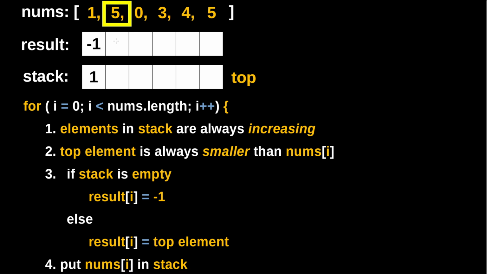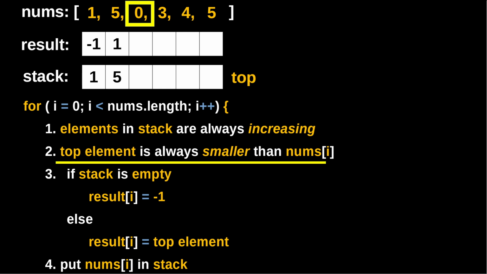Next is 5. The elements in the stack are always increasing. That's true. The top element is smaller than nums[i]. So 1 here is smaller than 5. That's true. There's some stuff in the stack. So we put results[i] as the top element. So we assign 1 here. And then we'll put 5 on the stack. Next item is 0. We still see that the stack is always increasing.